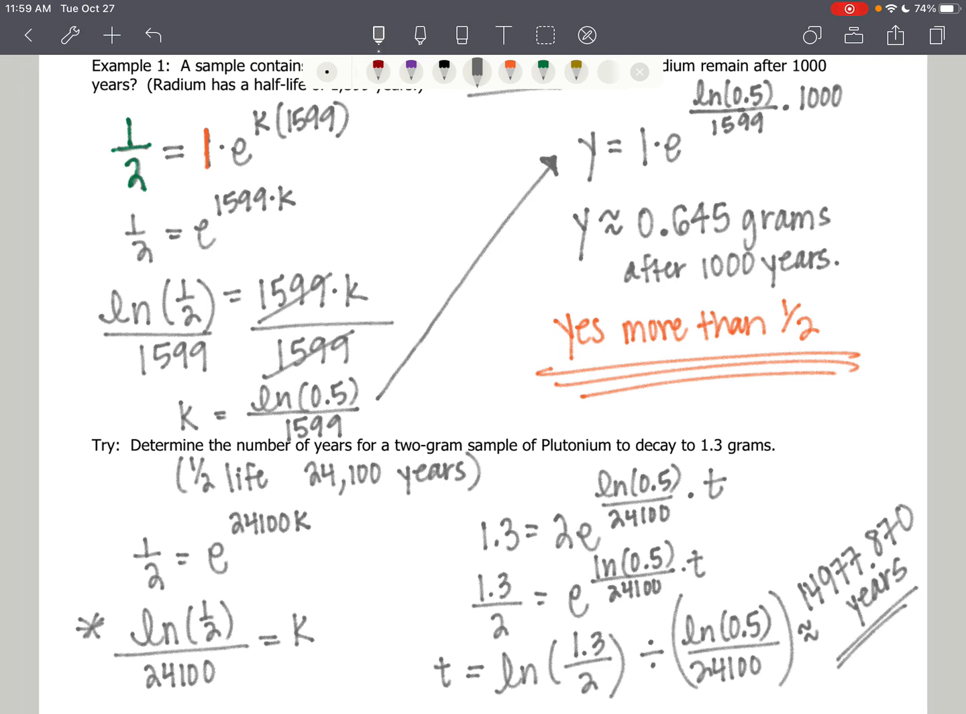Makes me want to sing the Big Bang Theory song. Although that doesn't even make a dent into 14 billion years ago, but it's 14,000 years ago, almost 15,000 years ago, or in the future. It all depends on where you're at. Okay, hopefully you understood this example, this try, and you're ready for the next.